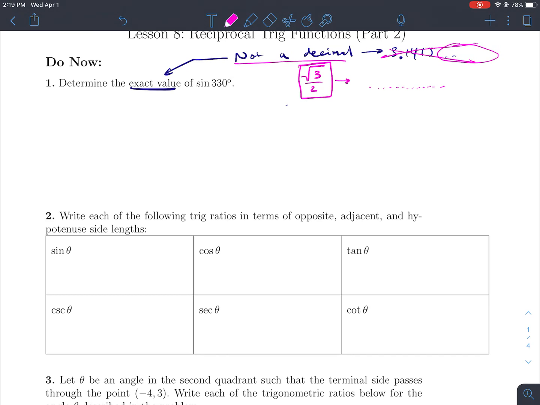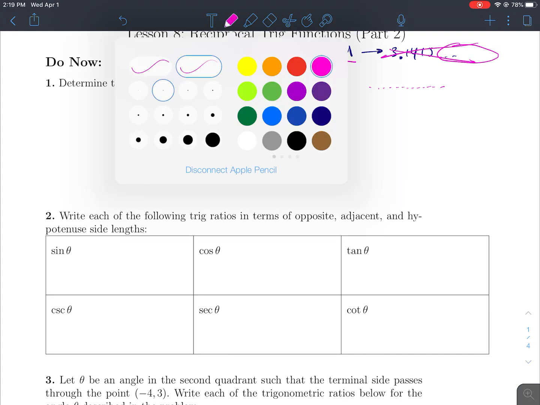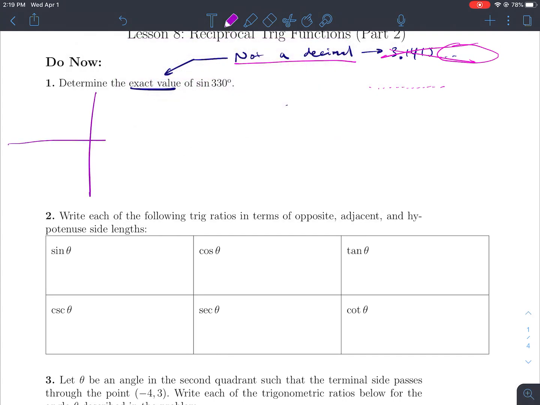So when you see this phrase exact value, it means not a decimal, which should make you think it's probably going to be a fraction, but it's not going to be this one. So let's figure out the correct fraction. For the sine of 330 degrees, let's do it graphically.